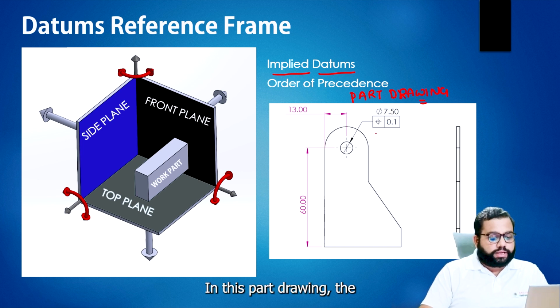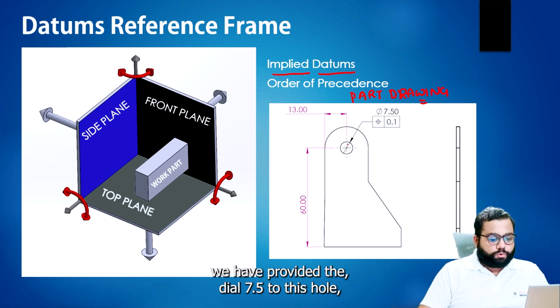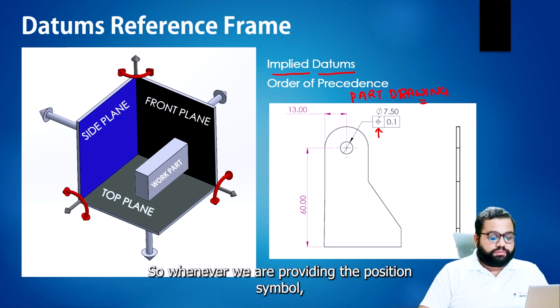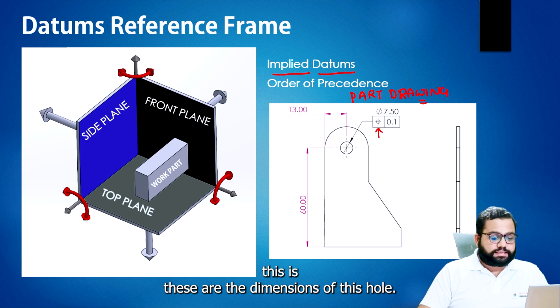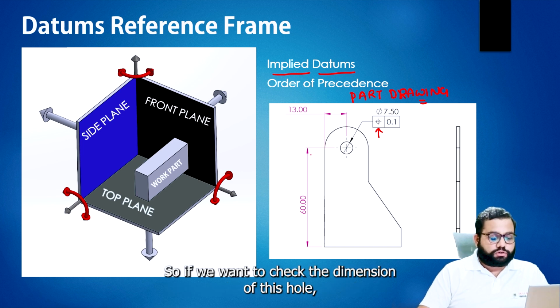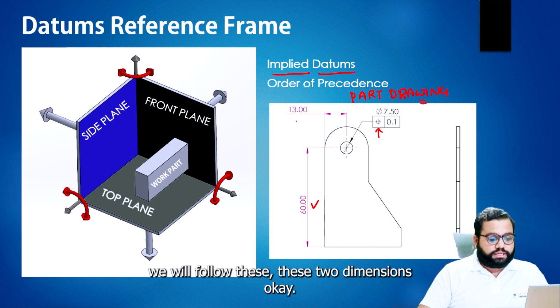In this part drawing, we have provided the diameter 7.5 to this hole, and we have provided the tolerance also with the position symbol. Whenever we are providing the position symbol, these are the dimensions of this hole. If we want to check the dimension of this hole, we will follow these two dimensions.